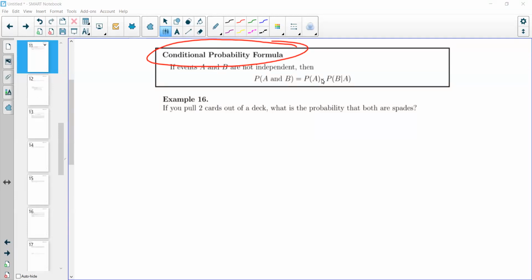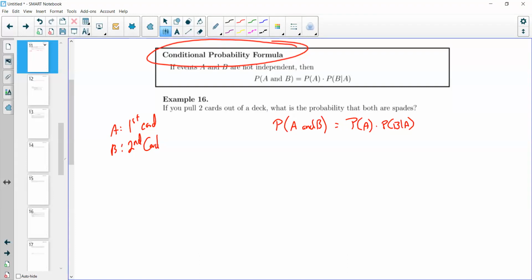So the first example here, if you pull 2 cards out of a deck, what is the probability that both are spades? So we're going to let event A be first card is spade, and event B be second card is spade. So we have a probability of A and B, just as the formula says here, probability of A times the probability of B given A has occurred.